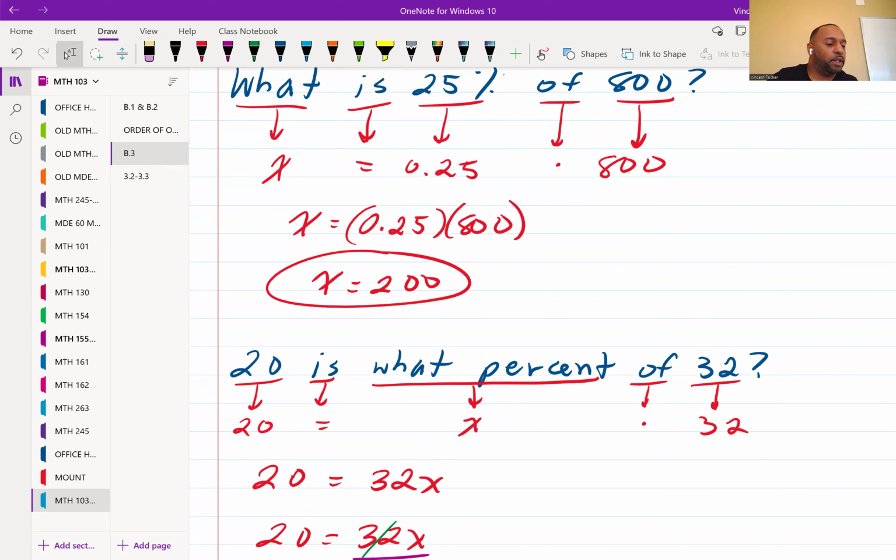So 20 is what percent of 32? If you look at the first two, notice the x is already on one side by itself. In this case, you're going to have to solve for x by doing one extra step to finish it off. So 20 equals x times 32. x times 32 is the same thing as 32 times x. When we talk about the commutative property, x times 32 and 32 times x are the same thing.